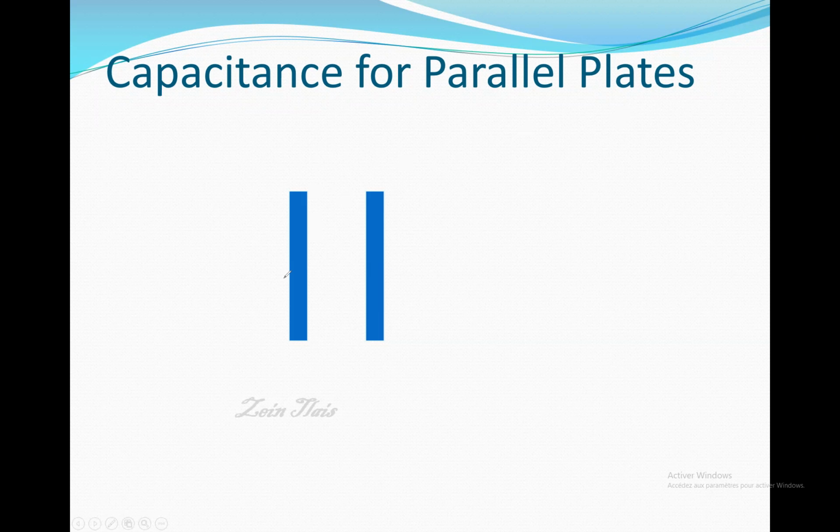I mean, we take two identical plates. Each one has an area A, for example. They have the same area with a separation D between them. These plates can have a rectangular shape, or they can have a circular shape. In this case, if we have two identical plates, we get a uniform electric field between them.